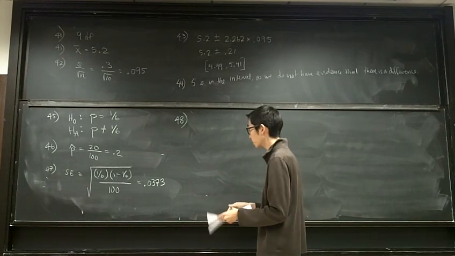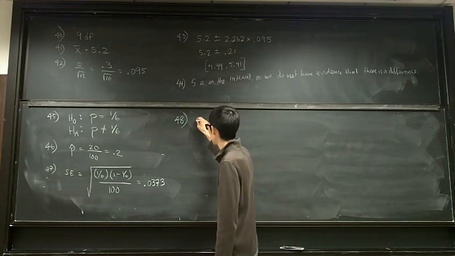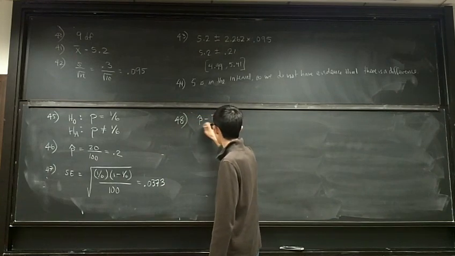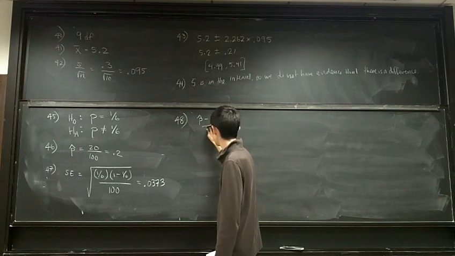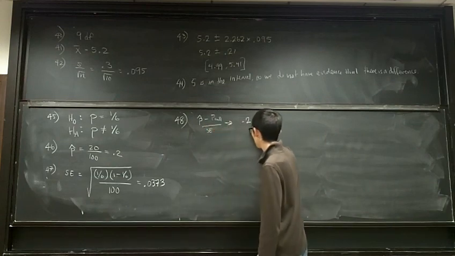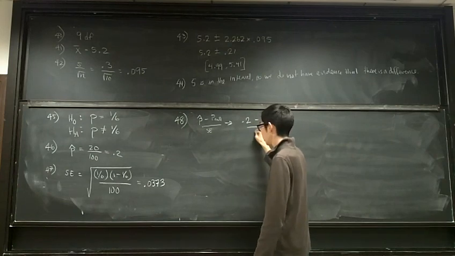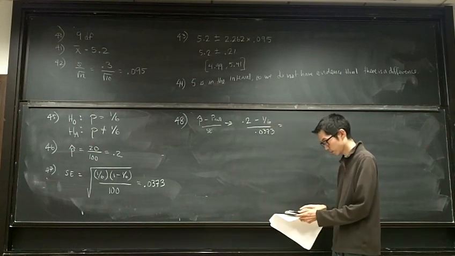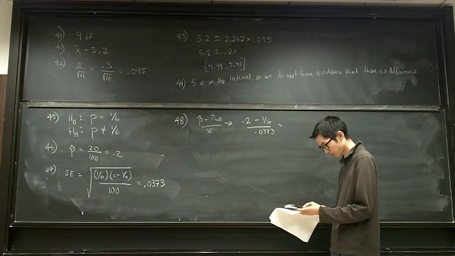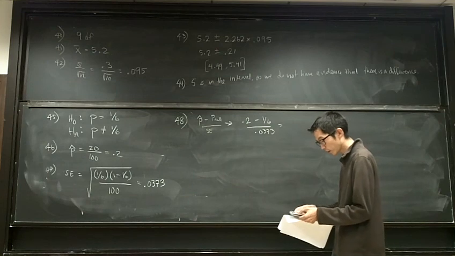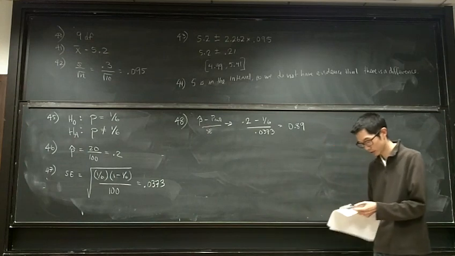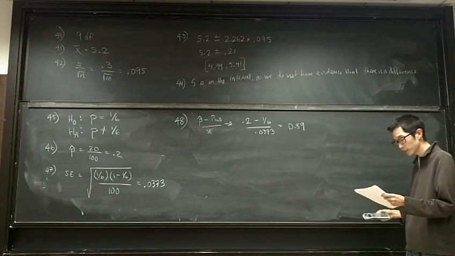And what is your test statistic? So here we're testing, it's going to be p hat minus the p in the null hypothesis divided by our standard error. So that gives me 0.2 minus 1/6 over 0.0373. And I get 0.89. Okay, so that's my test statistic.